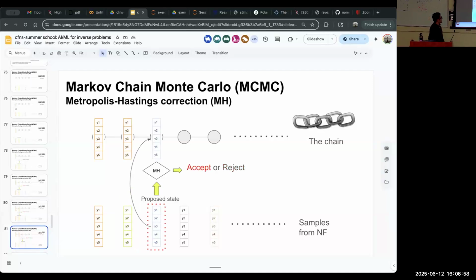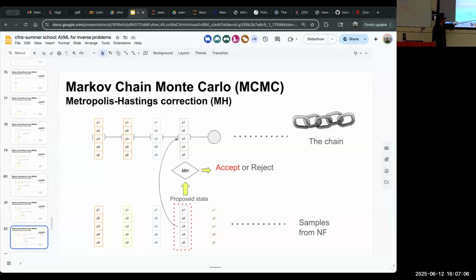So you can keep doing this. Let's say the next proposed state was accepted, so it's copied. Maybe the next one is also accepted and copied, and you keep doing that. Sometimes it will be replicated, sometimes it will be copied, and so on and so forth. And the statement is that this is asymptotically correct. That means in the infinite sampling limit, that's the theorem, this sampling algorithm correctly generates samples of the underlying PDF.